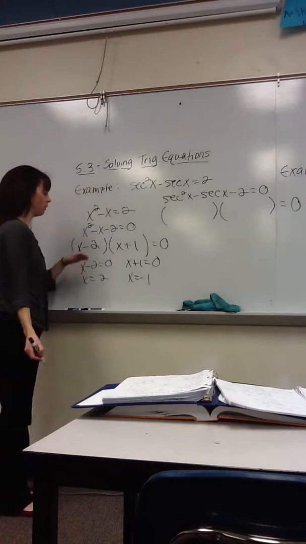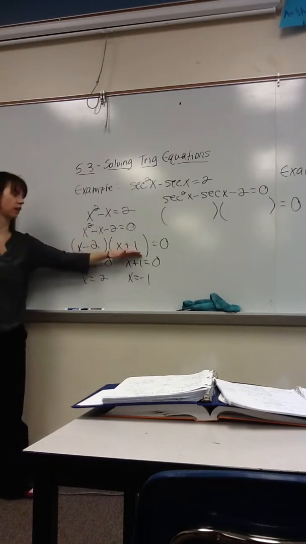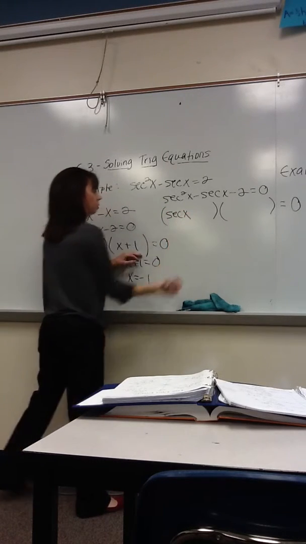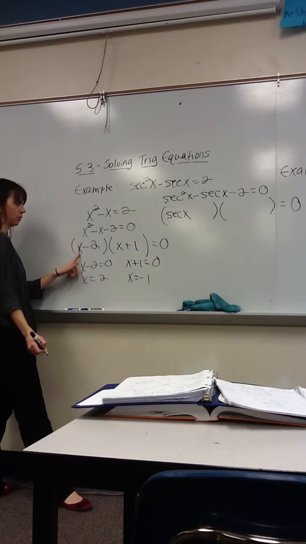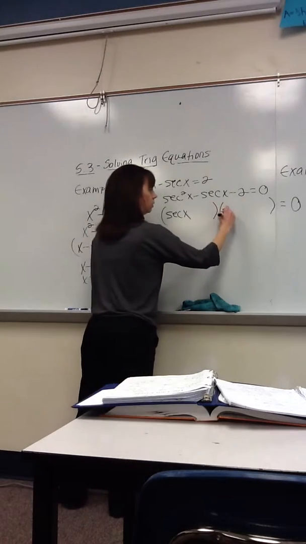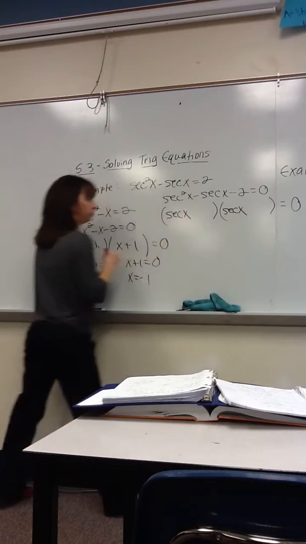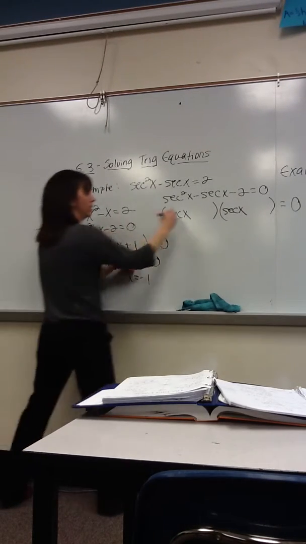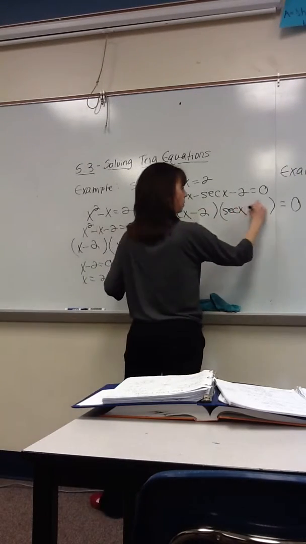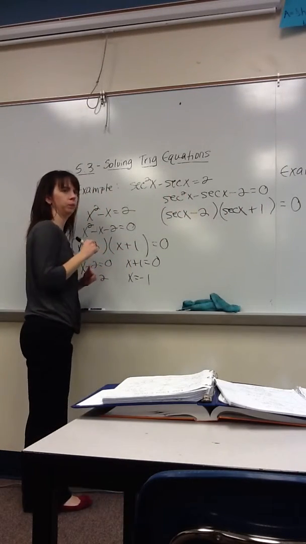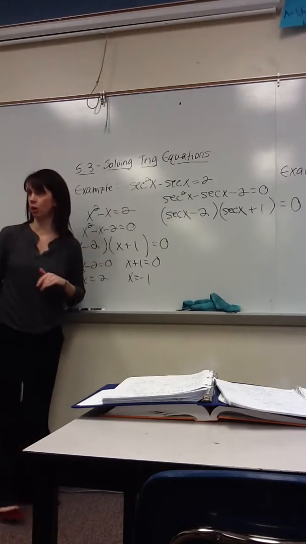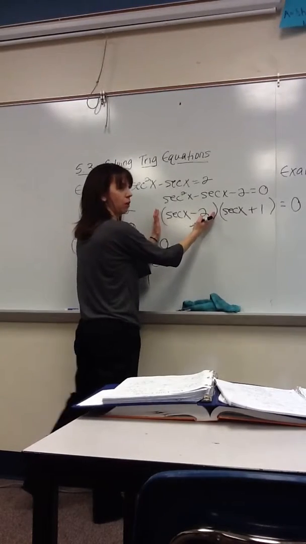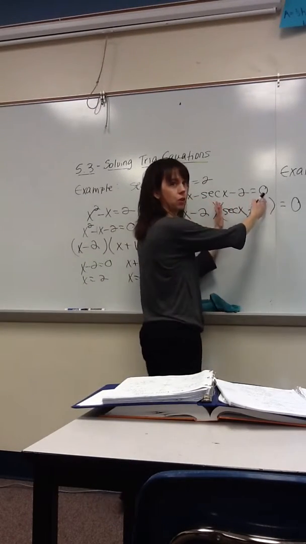So let's factor it. We're going to factor it exactly the same way that this factors. Remember, it was x squared and we wrote x. We're going to have secant of x here also, minus 2 and plus 1. So we have secant of x minus 2, secant of x plus 1 equals 0. And then we have to put them both equal to 0, because we have to figure out what value of x would make this equal to 0 and what value of x would make this equal to 0.